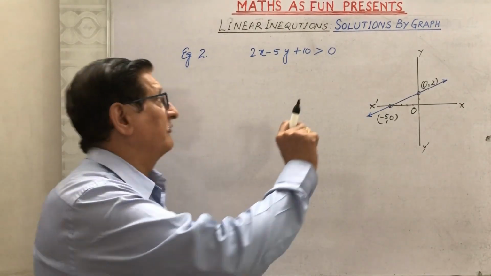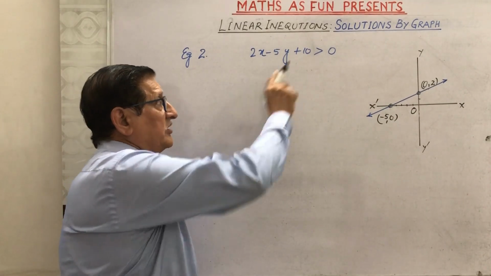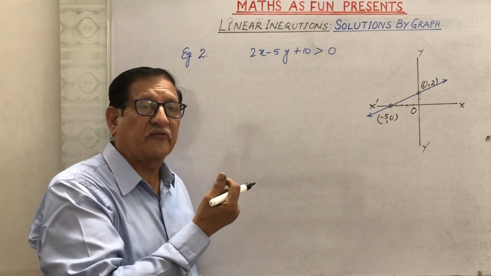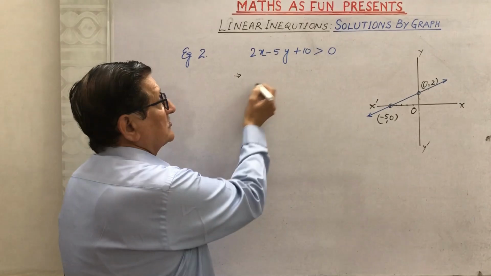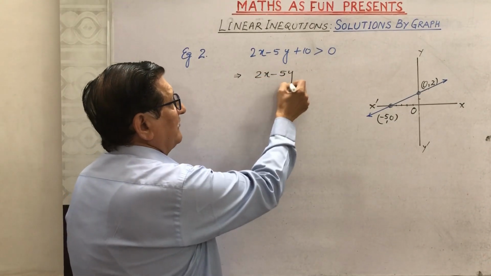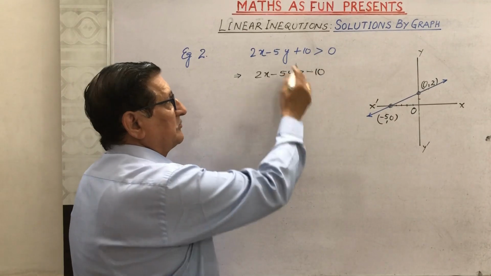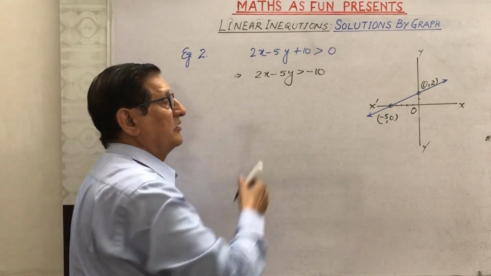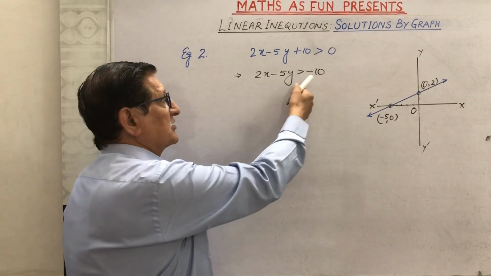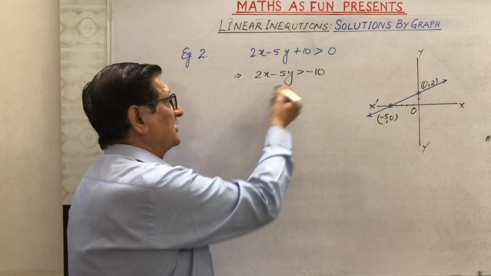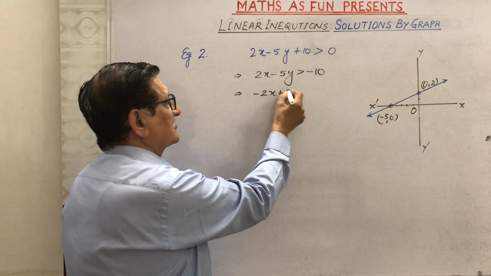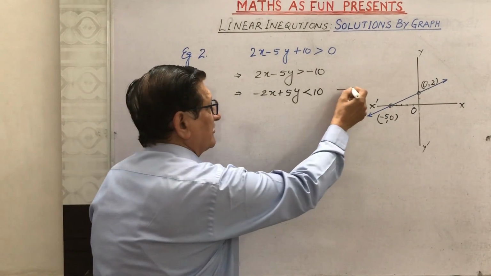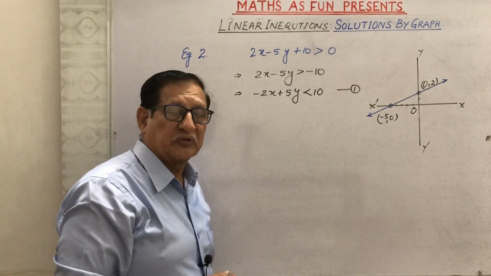Another example: here we have 2x minus 5y plus 10 is greater than 0. First of all, we have to simplify this. We can write this as 2x minus 5y greater than minus 10 by transposing. Now, to avoid this negative sign, we can multiply this by minus 1 on both the sides. And if we multiply by minus 1, this will be minus 2x plus 5y less than 10. This is our inequality 1, which we have to represent on the graph.